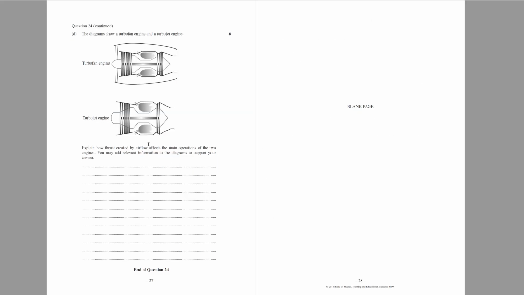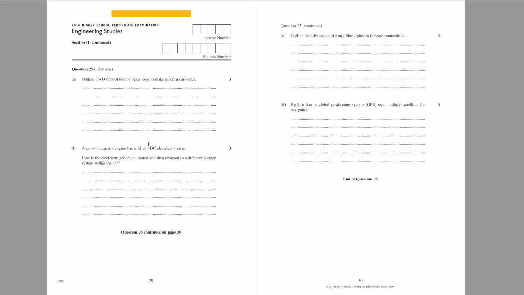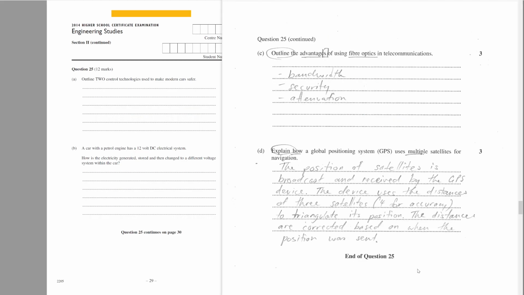Question 25. I just did technologies make cars safer. Okay, here we go. Outline the advantages of using optical fiber in telecommunications. The 3 that we typically talk about are bandwidth, security, and attenuation. So optical fiber, we get more bang for buck. We can send more internet for less money.